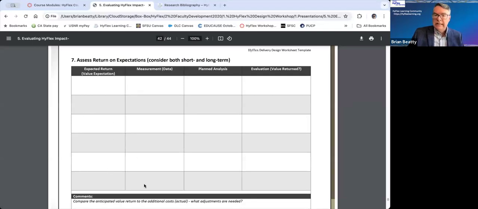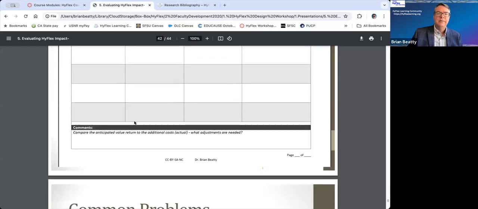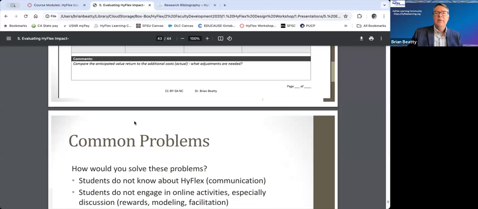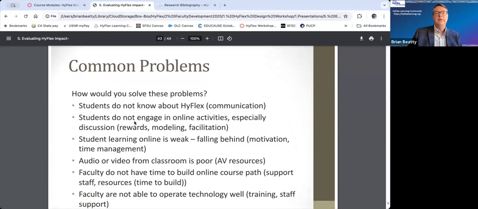How are you planning on measuring it? How could you measure it? What kind of analysis would you need to do for that data? And then overall, after you've done this, what is the evaluation? What was the value returned? You have happier students, more satisfied customers, more students in your courses. It's up to you to decide what's important to you and then to write about it. If you do have that opportunity, please share it with the community.